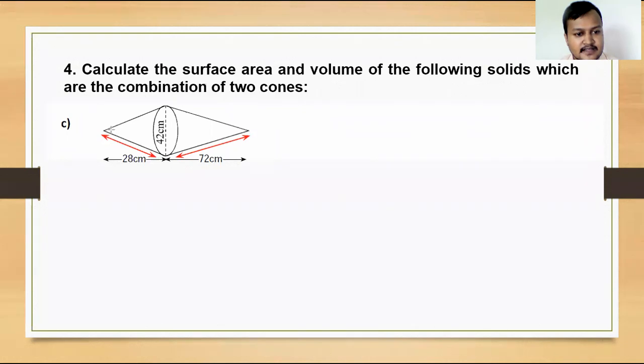This is the vertical height. The height from here to here is given outside like this. And this is also a height. 72 centimeter is the height of the cone at the right side, and 28 centimeter is the height of the cone at the left side. And here is the diameter of both cones. The diameter of both cones is the same, that is 42 centimeter. So from it we will get its radius also by dividing it by 2.